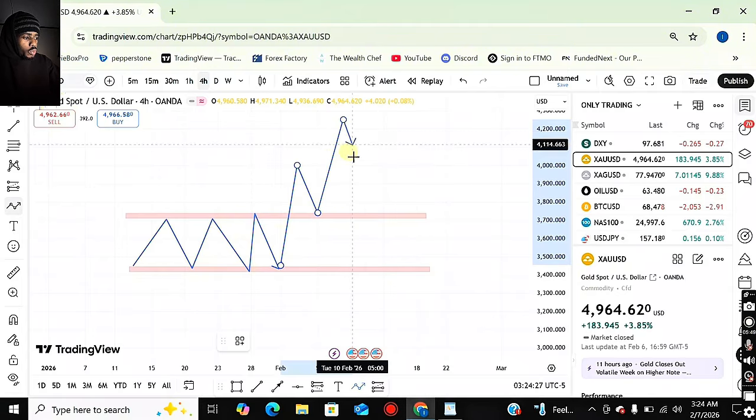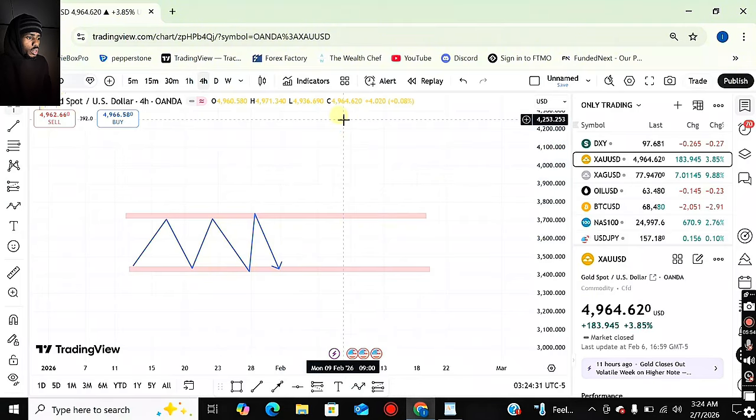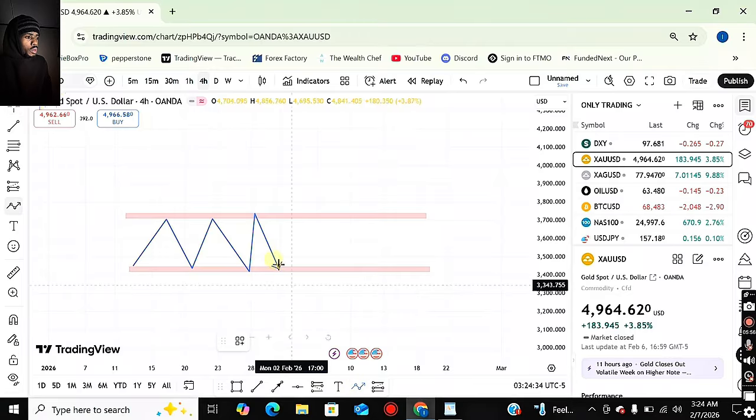But sometimes, you know what price would do? Let me show you right now. This is what it will tend to do. It will come just like this. Break out of here.